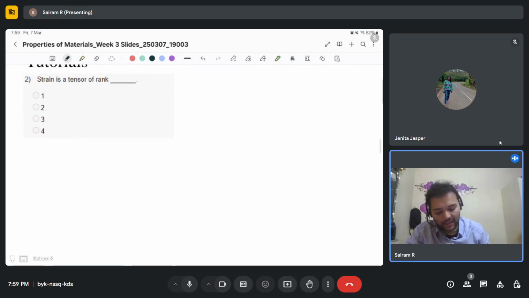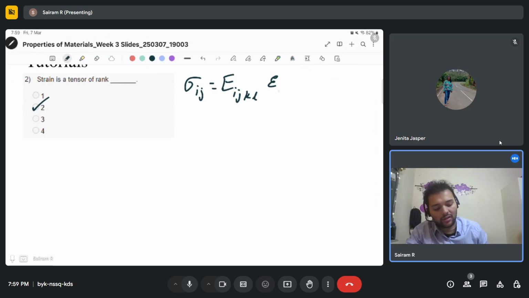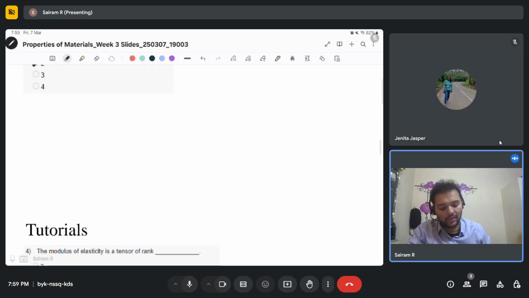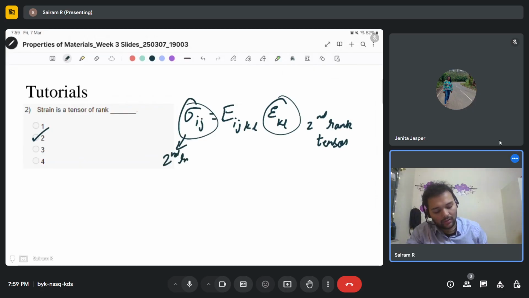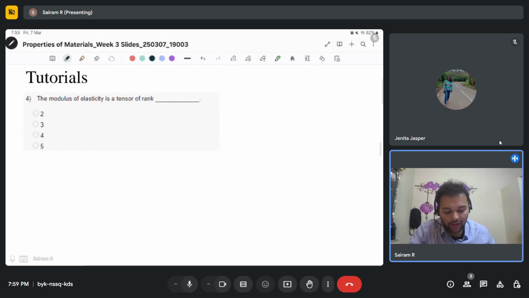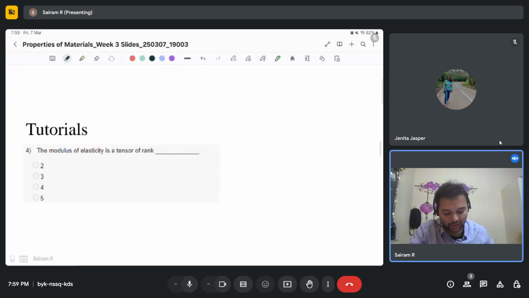Strain is a second rank tensor, we know this. If we reiterate Hooke's law, sigma ij equals E ijkl epsilon kl. So strain is a second rank tensor, and so is the stress. The elastic modulus, the modulus of elasticity, as we described just over here, is a fourth rank tensor.